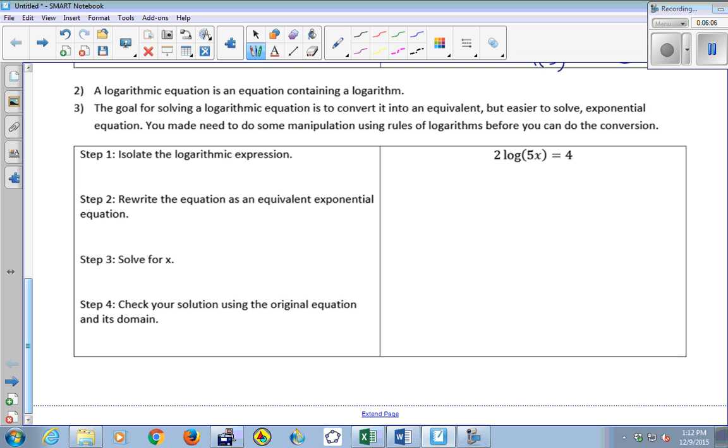So step 1 is to isolate the logarithmic expression. So I want to get the log of 5x by itself. What should I do first? Divide by 2. So I get the log of 5x equals 2. What base is there but not written? 10. Yeah. If you see no base, there's a little hidden 10 right there.